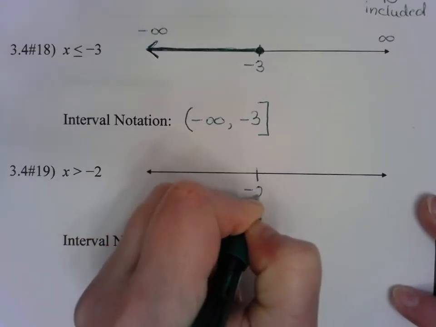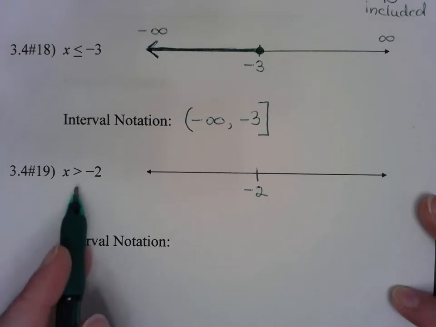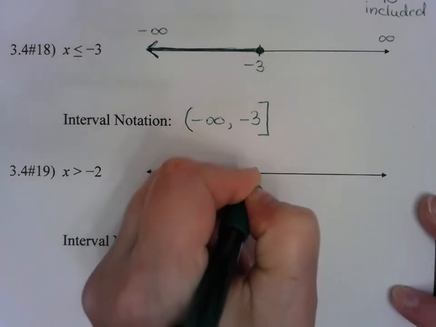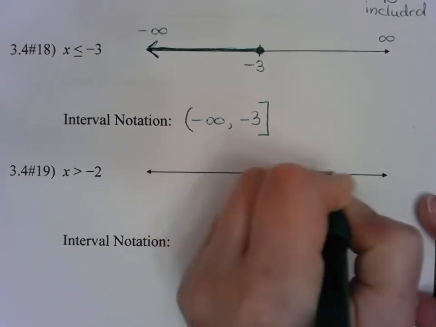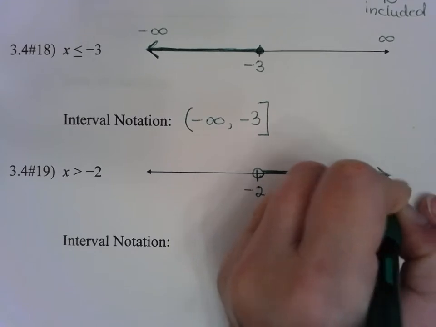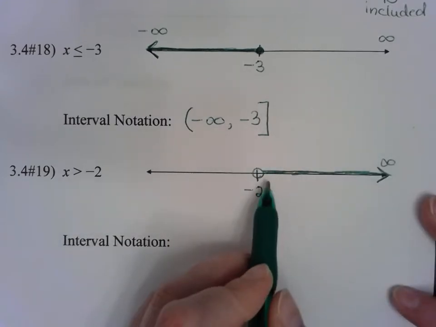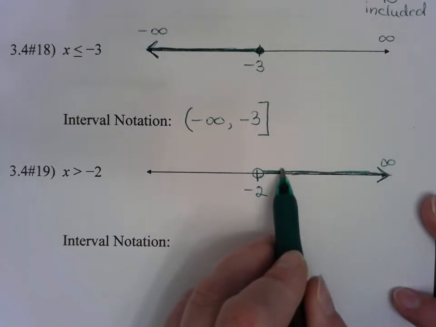So here's -2 on our number line. This time we do not have the equals bar, which means we're talking about numbers that are bigger than -2, but not equal. So we're going to get infinitely close to the number -2. So we always have to think really hard about this. So this would be -1.